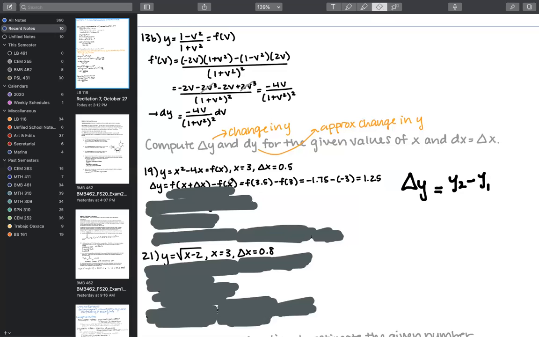So the old y is just going to be f of 3. But we know that over the scope of this problem, x is going to change by 0.5. It's going to increase by 0.5. And so we get that the new y is just f of the old x plus the change in x. So we get f of 3.5 for our y2, and we get f of 3 for our y1. Then we'll compute from this equation. We get these two values, and we get that our delta y is 1.25. Does this bit here make sense?